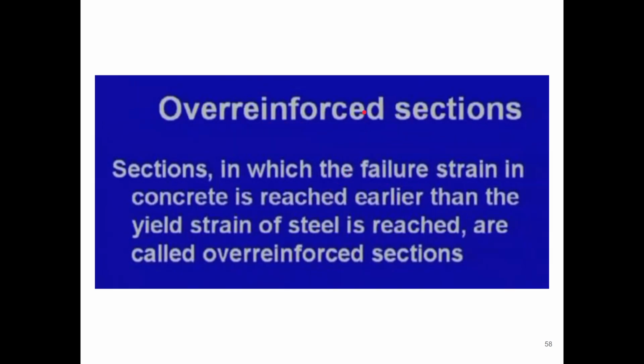In an over-reinforced section, the failure strain in concrete is reached earlier than the yield strain of steel. So mainly the concrete fails early, at a time earlier than the yield strain of steel, so that's why it is over-reinforced. Basically we need to compare the failure strain of concrete and the yield strain of steel. If yield strain is equal to failure strain, it is a balanced section. If yield strain is less than failure strain, it is under-reinforced. If yield strain is more than failure strain, it is over-reinforced.